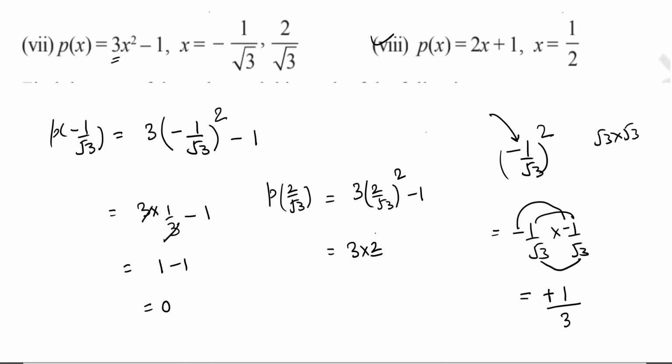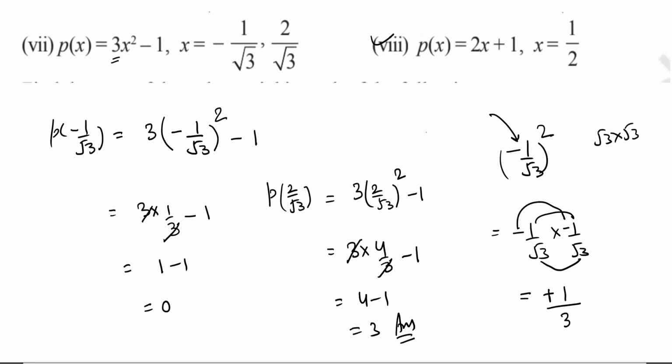Now you put the value here. When you open the square of this one, you will get the value of this portion as 4 by 3, then minus 1. So this will get cancelled out. You will get 4 minus 1, so the answer is 3. Okay. Got it? Yes, sir.